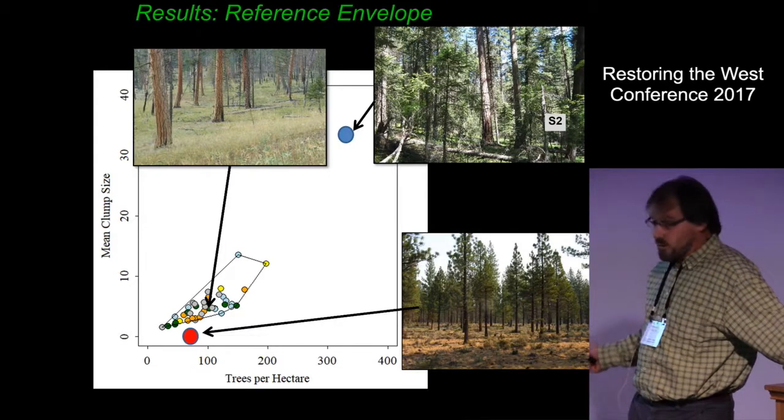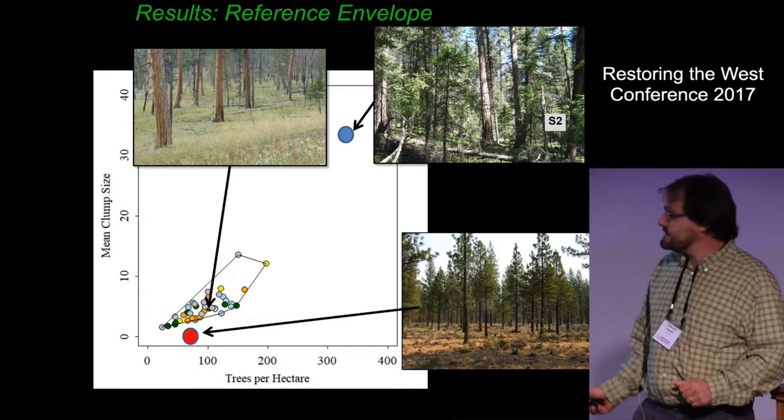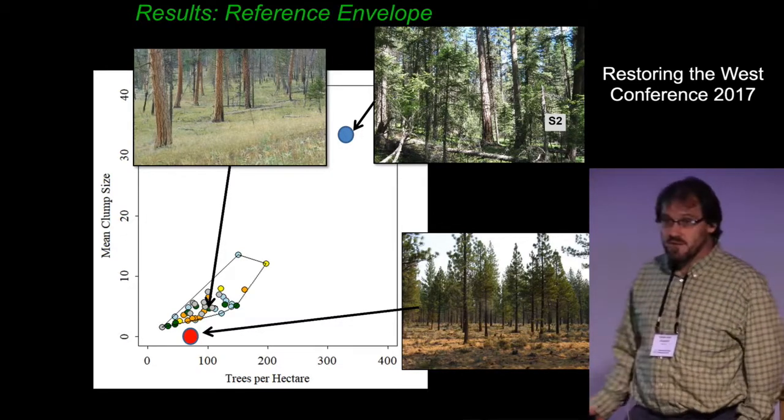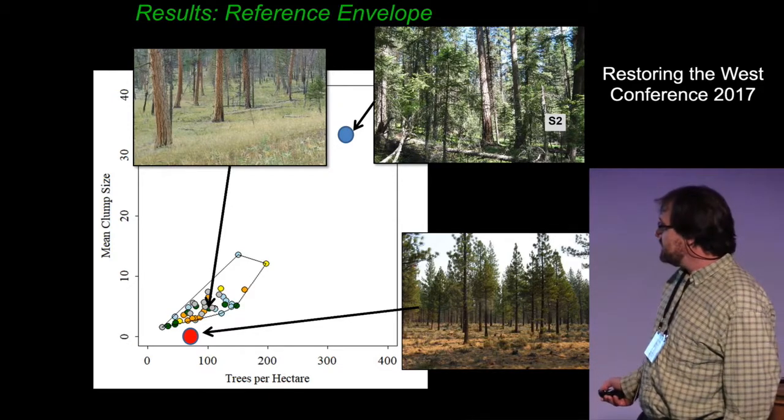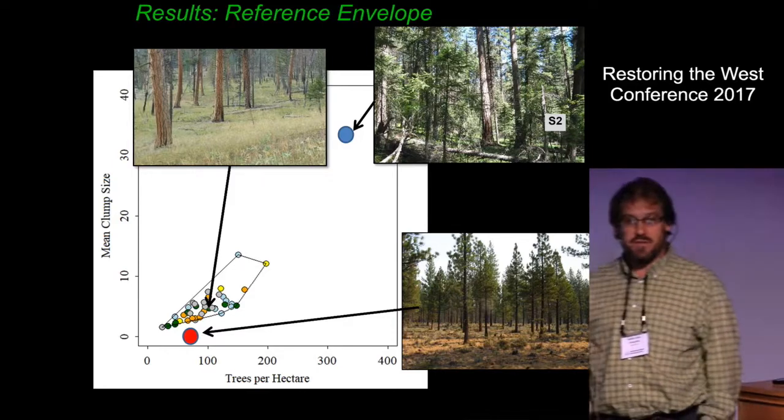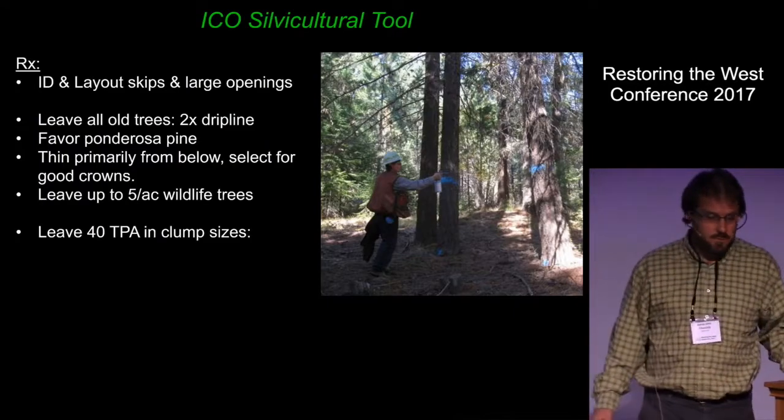The treatment where we had explicit pattern targets got us within the envelope. Of course, our current conditions are way out here, right? Way too many trees per acre, and because of that, the whole forest tends to be one clump.